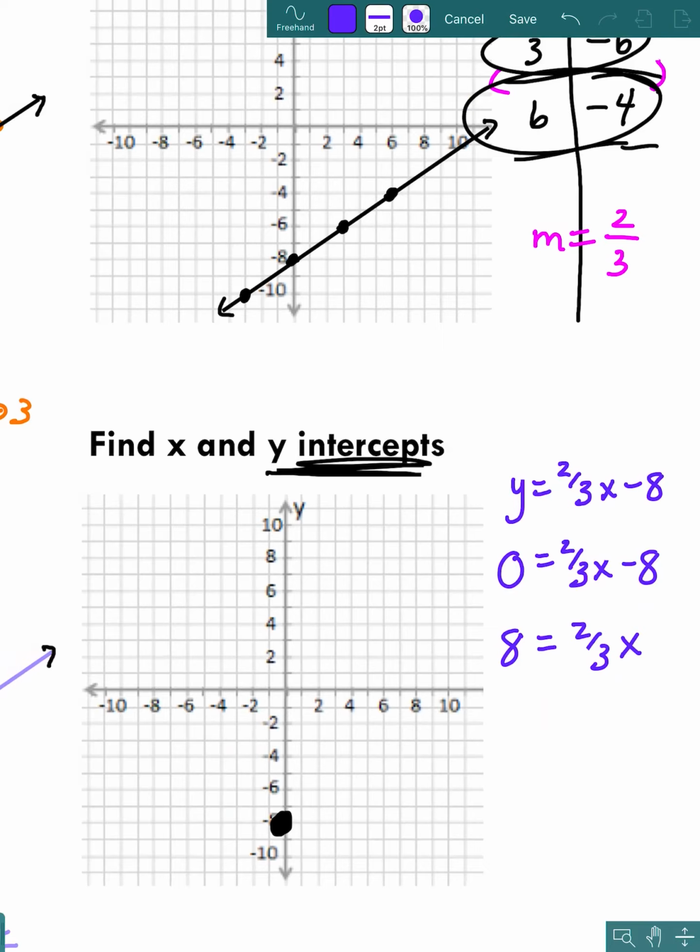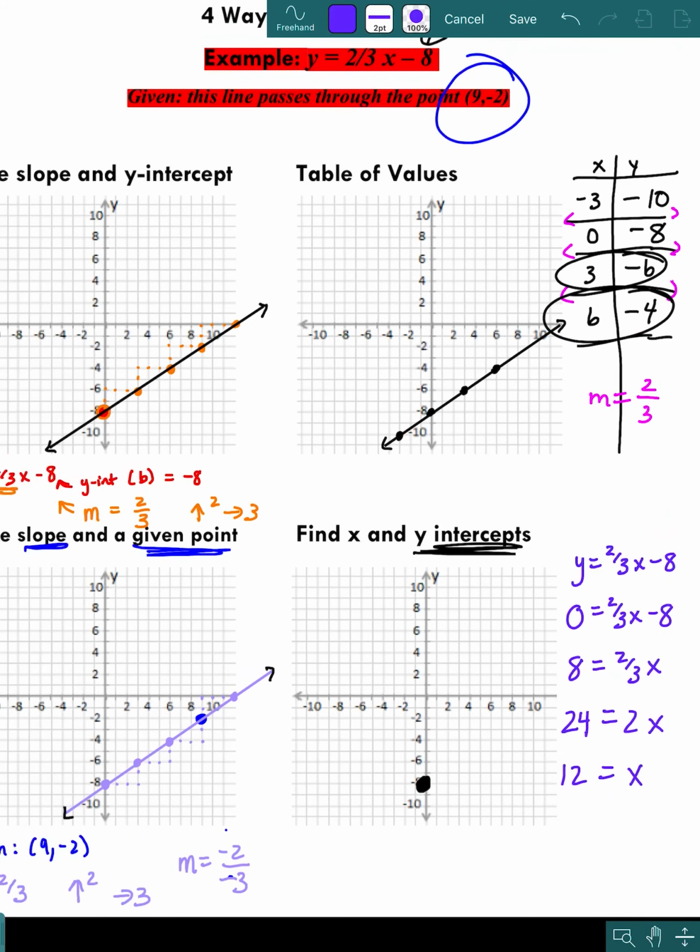Add 8 to each side. Now we want to get x all by itself, so we have to multiply the right-hand side by 3, and then we have to multiply the left-hand side by 3 as well to keep it balanced. So we get 24 equals 2x. Then we divide each side by 2, and we get x equals 12. So when y equals 0, x is 12. And for the y-intercept, we have when x is 0, y is -8.